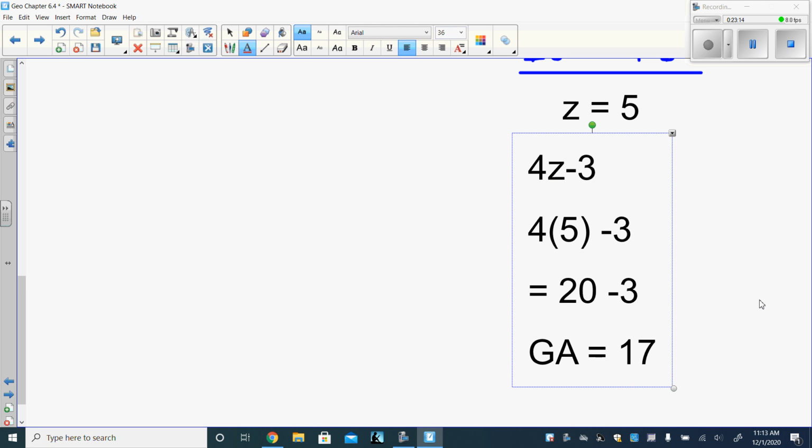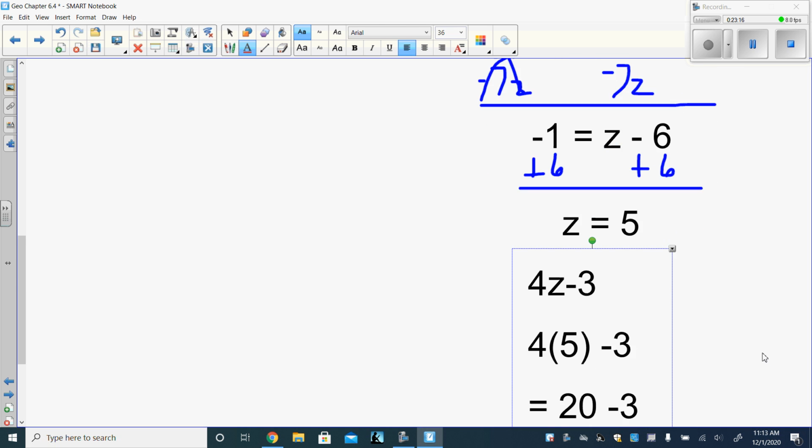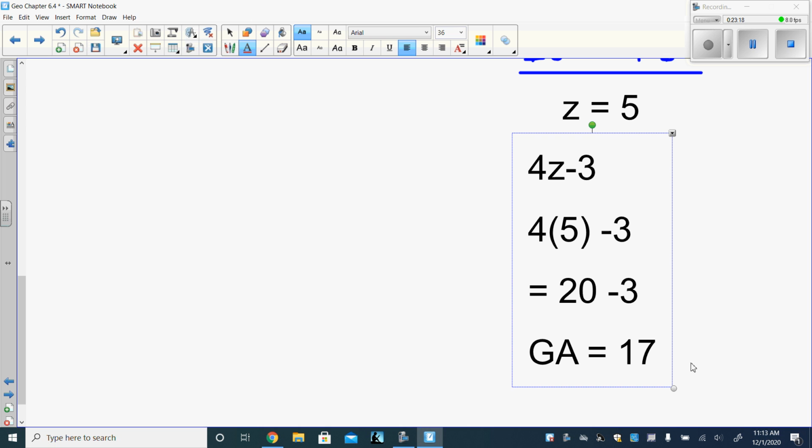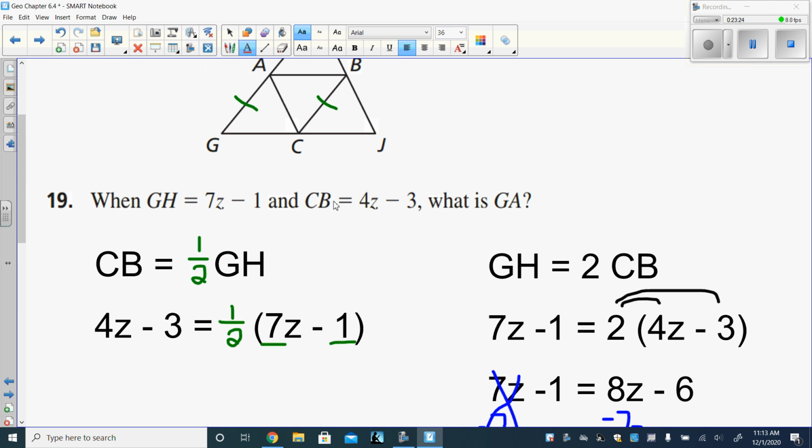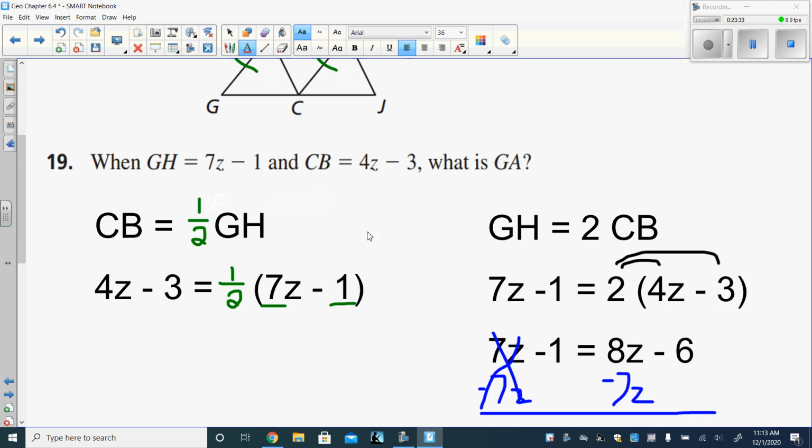That's all we have to do to find the value of GA, the length of GA. We found the value of z, plugged it back into the smaller length, and found it. Now the reason I chose the smaller length and not the bigger is because if I plug it into the bigger one, I would have to divide it by 2 to get the smaller length.